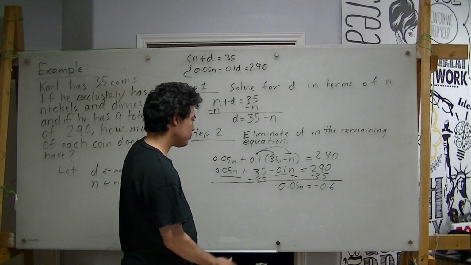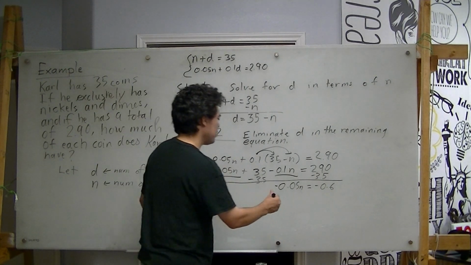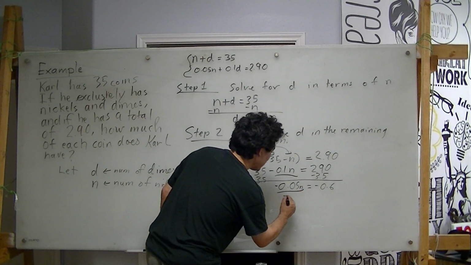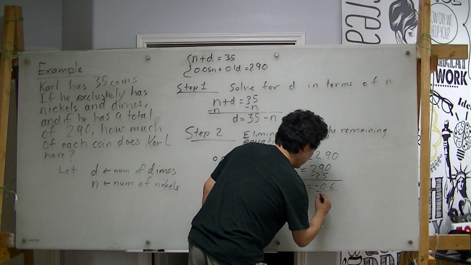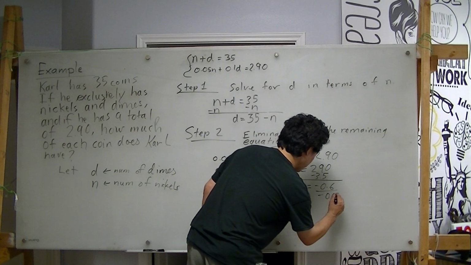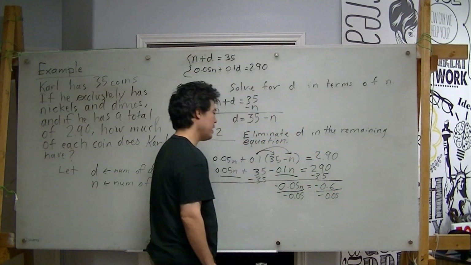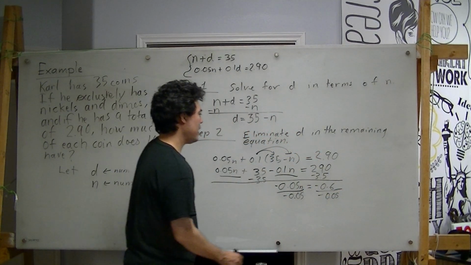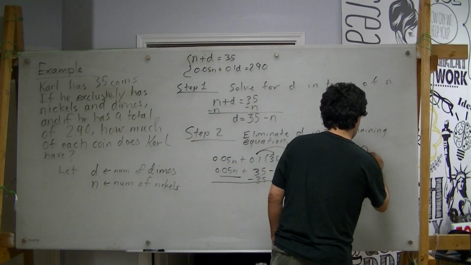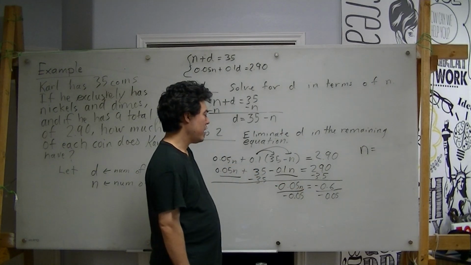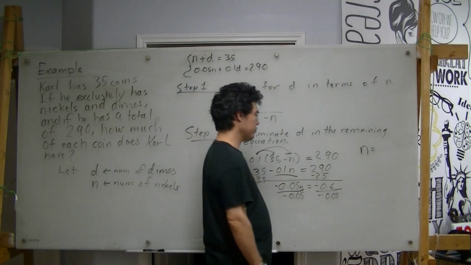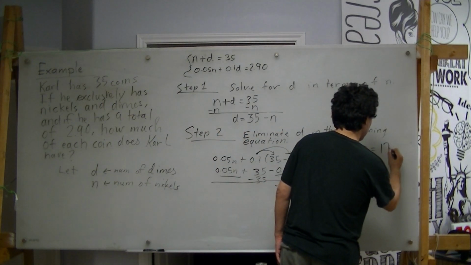We're now going to divide this out. We're going to divide both sides by negative 0.05, and this is going to give us N equals, if you put this in your calculator, it should give you 12. And so that will give you 12.